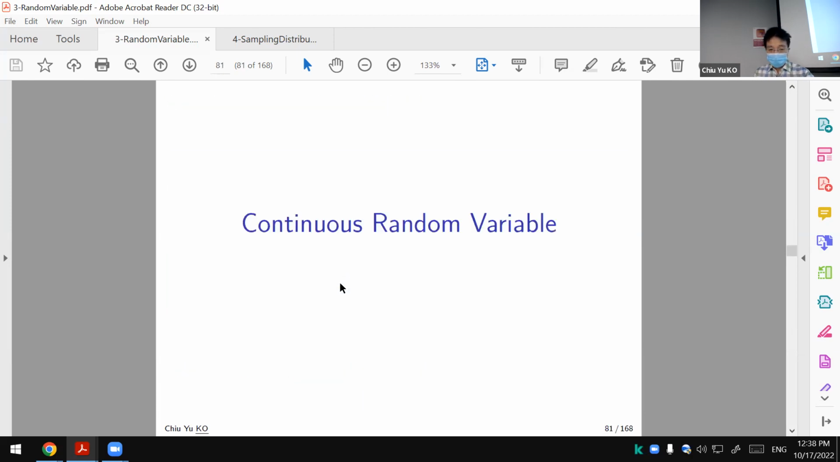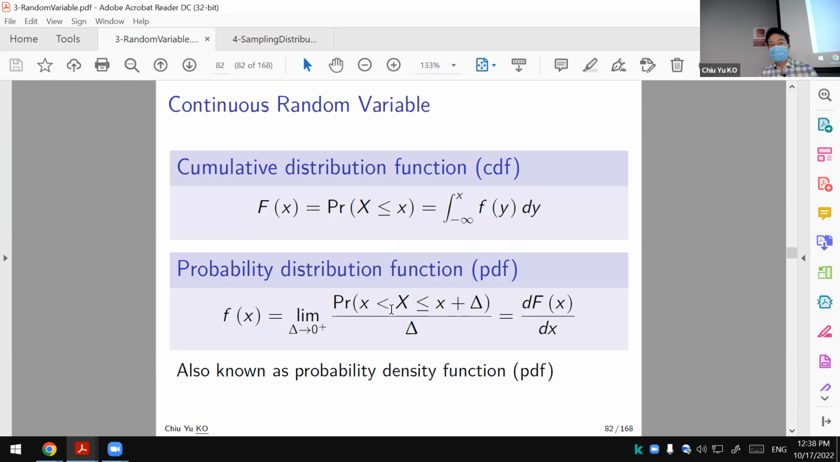So I'm going to quickly review the continuous random variable, which is something we reviewed only once. Just to remind you that to describe a continuous random variable, we don't use P. We don't expect P.